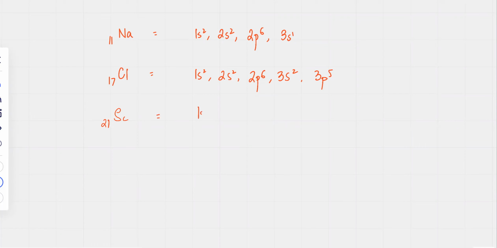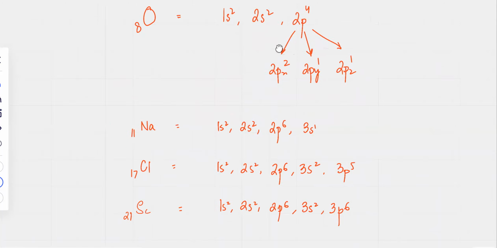So it's going to follow the same 1s2, 2s2, 2p6. Then there's going to be 3s2. Then there's going to be 3p6. And that's a total of 18 electrons. We're still short of 3 electrons. We need to add 3 electrons. So what comes after 3p? I'm going to have a look at the table.